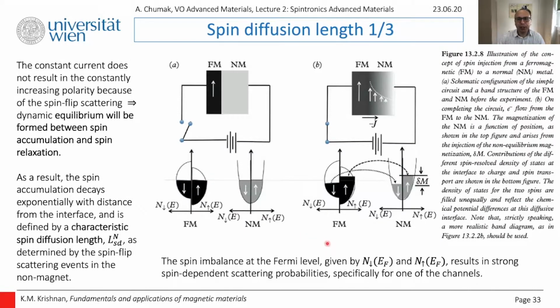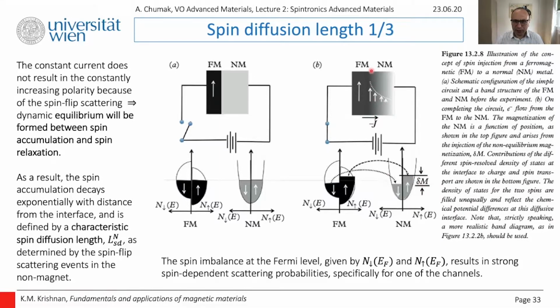If you apply current, if your switch is turned on, then what you will get is spin accumulation in the normal metal, and in the band diagram you can show it like that: now we injected more spin up electrons with respect to spin down, and if you sum up the magnetic moment from all these electrons, you will get a certain magnetization here at the interface.